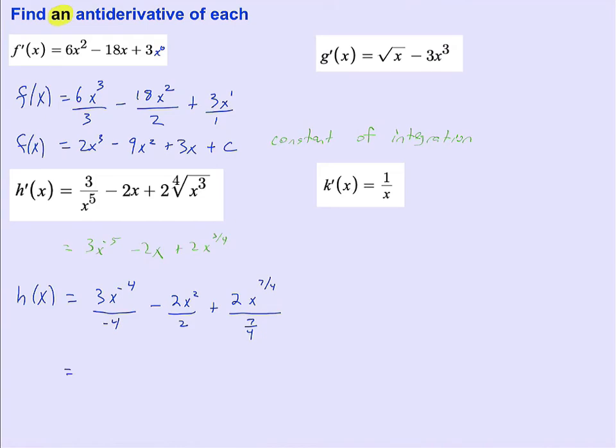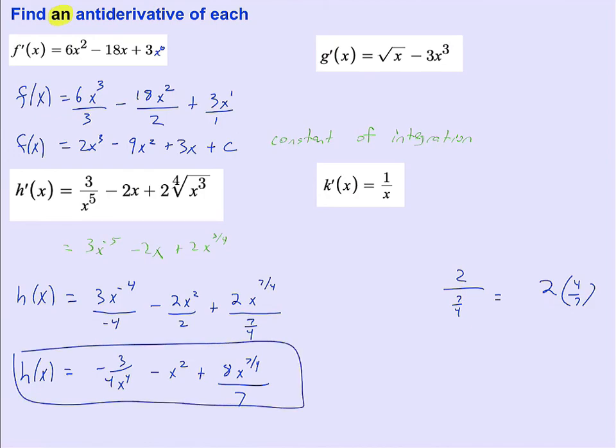Of course, we're going to clean this up. Negative 3 over 4x to the 4th minus x squared. And then for the 2 over x to the 7/4, 2 over 7/4 is the same thing as 2 times 4/7, which is a much more reasonable way to write it. So I'm going to write plus 8x to the 7/4 over 7. And so that is the antiderivative h of x plus c.